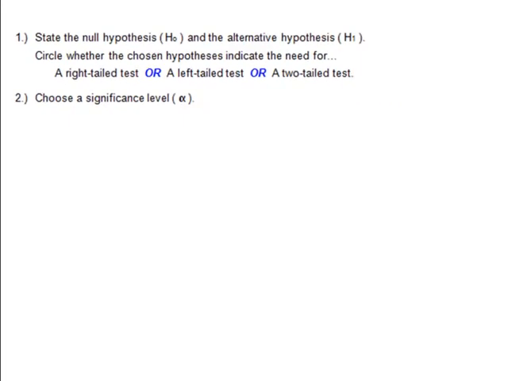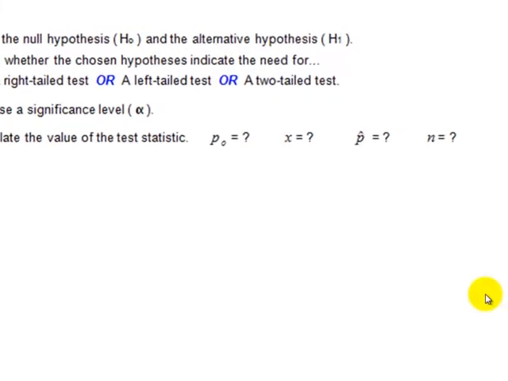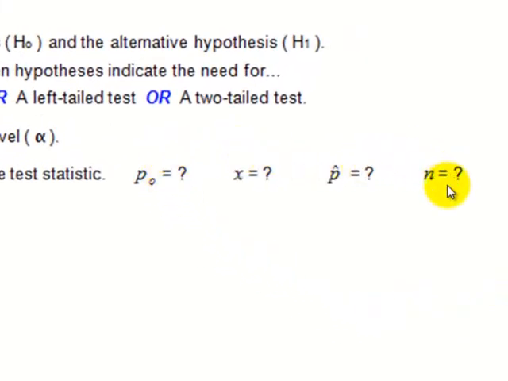Number 3, we calculate the value of the test statistic. Now this is going to come from these 4 numbers. n is our sample size. x is the number of items in the sample with a certain characteristic. p hat is our sample proportion, which is x divided by n. And this is p null. This is our assumption of what the population parameter p equals.